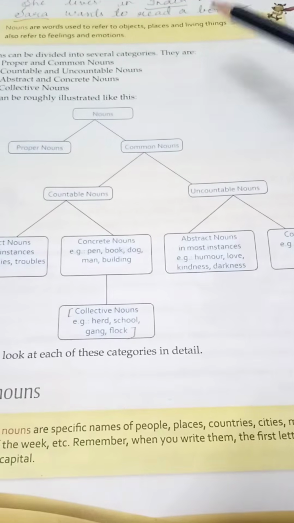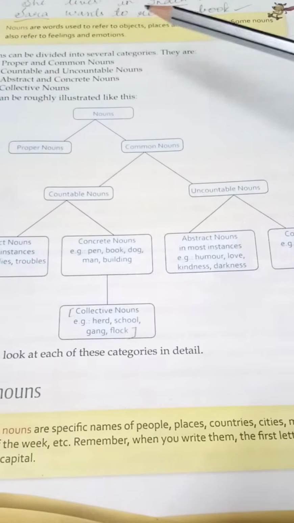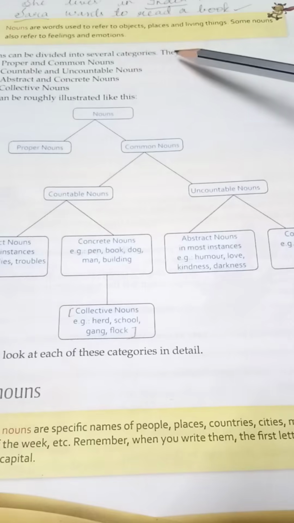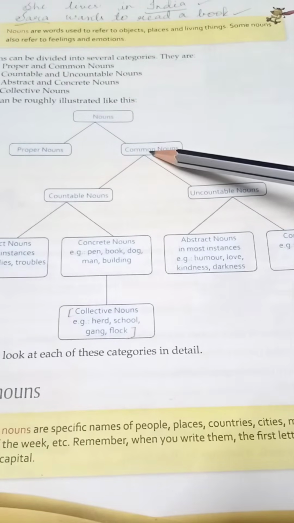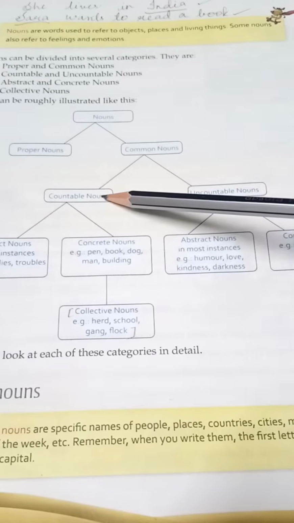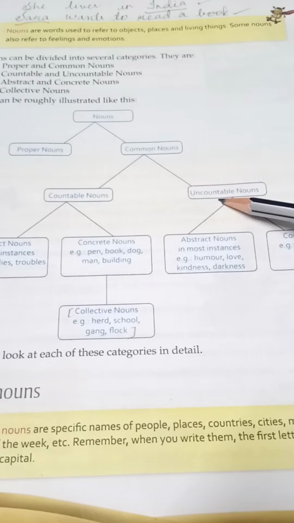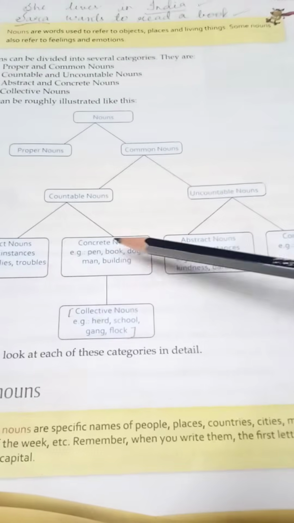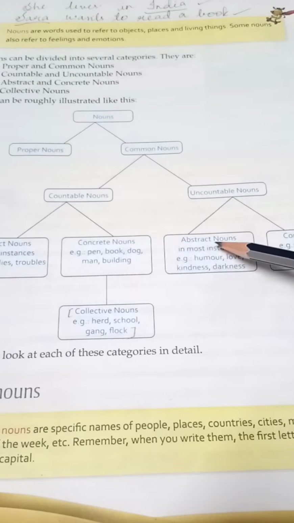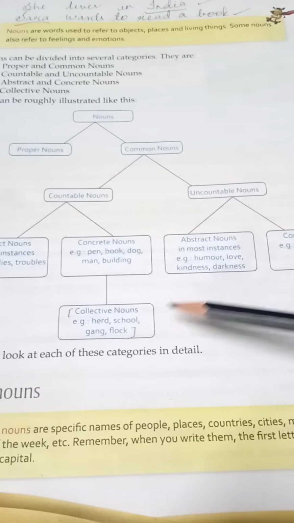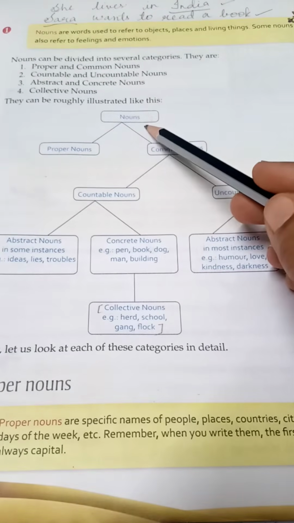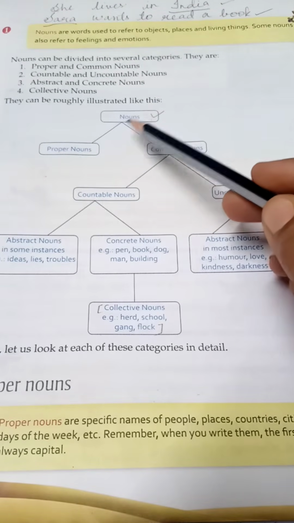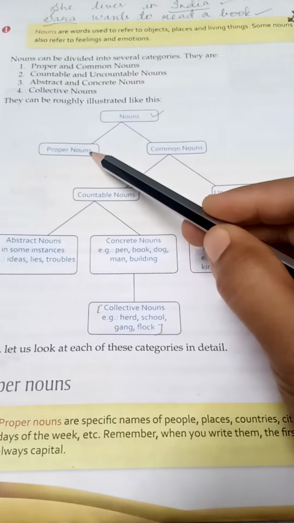So moving further, nouns are furthermore divided into 7 categories. They are proper noun, common noun, countable noun, uncountable noun, abstract noun, concrete noun, and collective nouns. We all know what is a noun, right? So let's move to one of its categories, that is a proper noun.